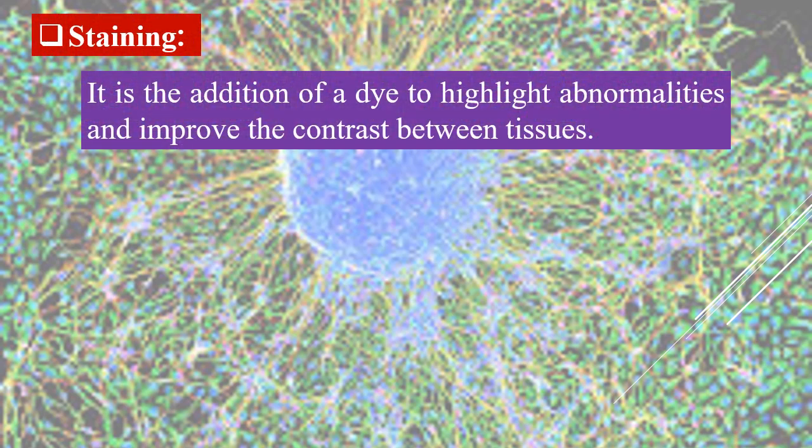So you can see that in the histopathologic field, we need to pass by all those procedures to reach, at the end, staining. And staining here is the addition of a dye to highlight abnormalities and improve the contrast between tissues.